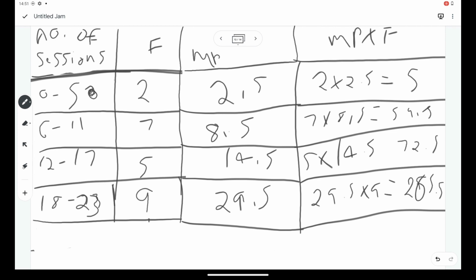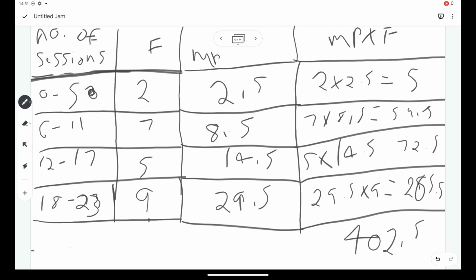So, midpoint, first step, calculate the midpoint. Second step, midpoint multiplied by frequency, and you should do some numbers. Your next step is to add those numbers together. So 265.5 plus 72.5 plus 59.5 plus 5 will give us a total of 402.5.